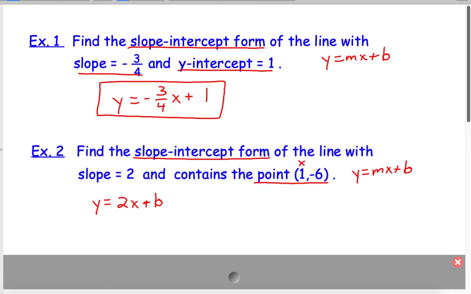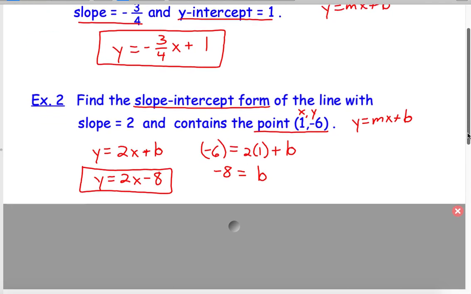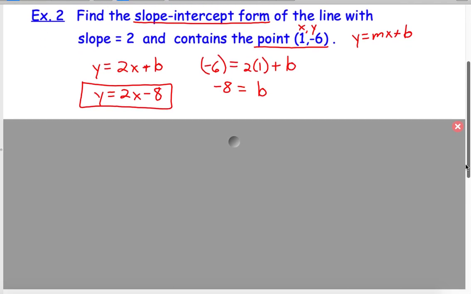Remember, a point, the coordinates are x comma y, so I can plug in 1 for the x, and I can plug in negative 6 for the y, and then I should be able to figure out what b is equal to. And so in this case, subtract 2 from both sides, we get b is negative 8. So I had to do a little bit of extra work, but it wasn't so bad. So my final equation in slope-intercept form, y equal 2x minus 8. All right, so far not bad.